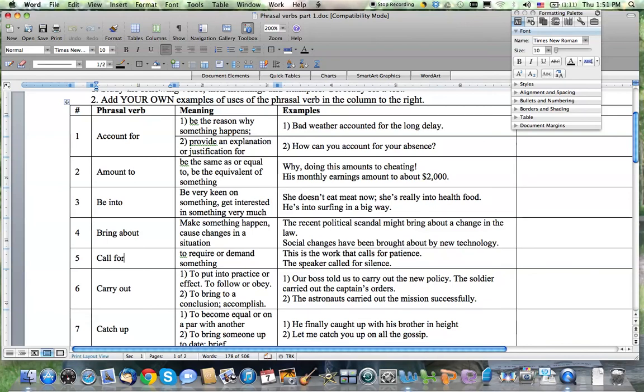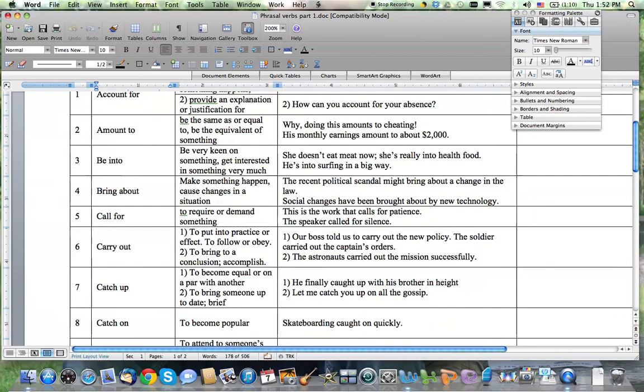Sometimes when there is a film that's being shot, they might call for auditions because they need extra actors, or they're looking for new actors. So you might see a sign that says call for auditions. An audition is when you're trying out for a part.